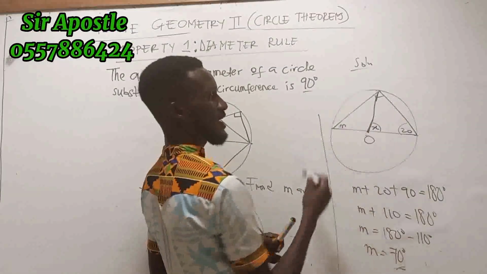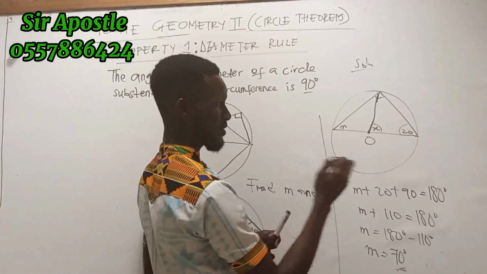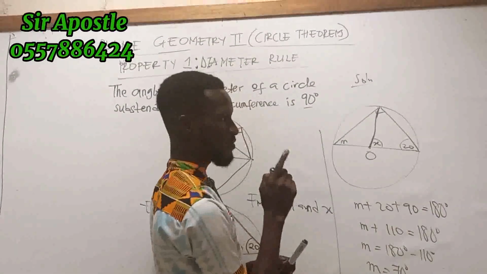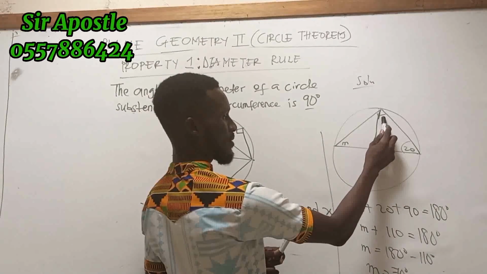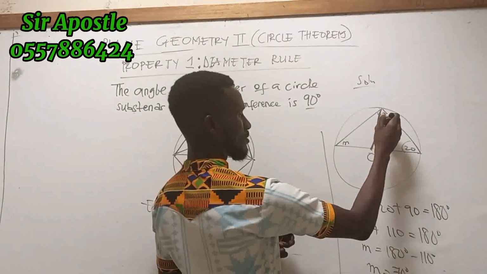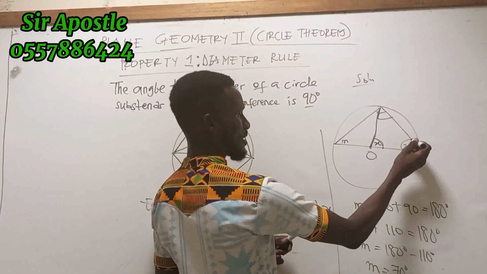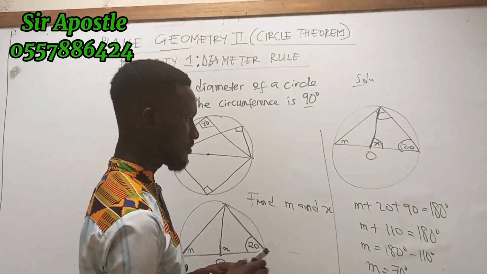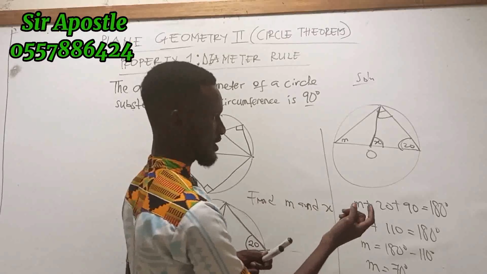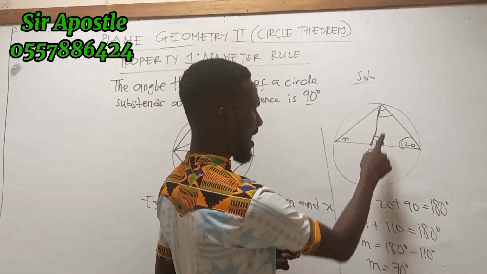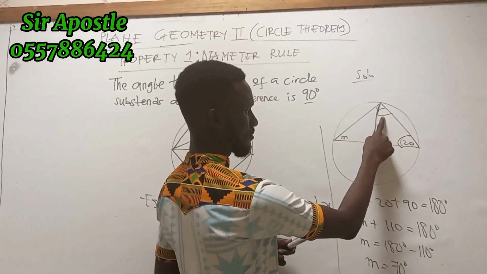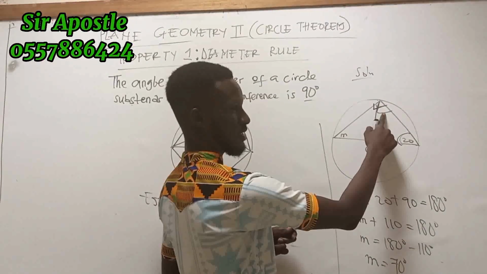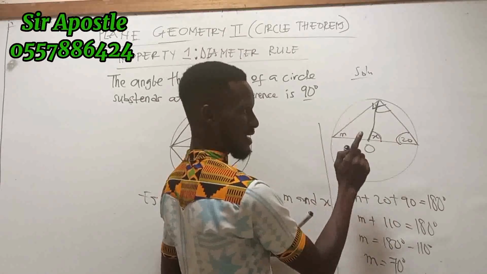This one forms another triangle. Can you see another triangle here? This, this, and this. It forms another triangle. It means this angle plus this angle plus this angle will also give us 180 degrees. Now, how are you going to get it? I don't know this particular angle. Although this side is 90 degrees, I don't know this particular angle. How can I get this angle?